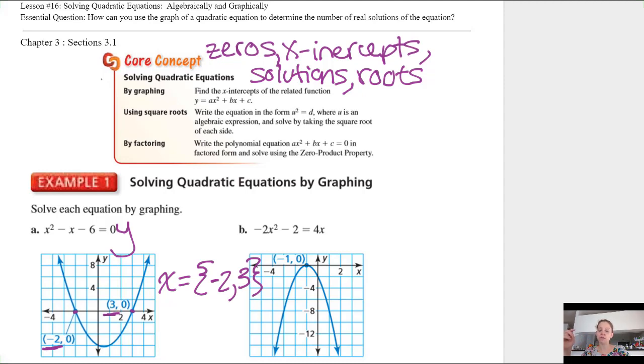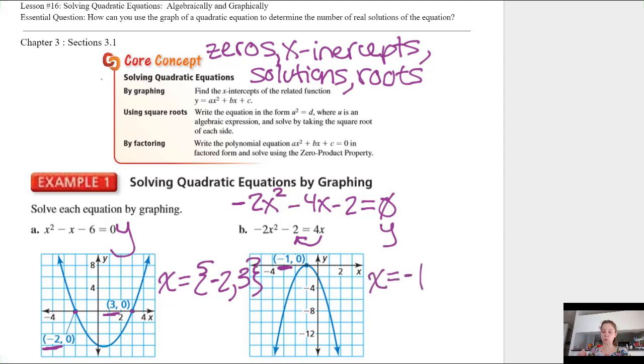In B, in order to graph this, if the graph wasn't provided for us, you would first need to move over this 4x. So the equation would become -2x squared minus 4x minus 2 equals 0. Then you would change this 0 to a y and graph it. And then wherever y was 0, which is the x-intercepts, you would have your solution. It would be the x value. And here, x is equal to -1. There's just one solution, one x-intercept.